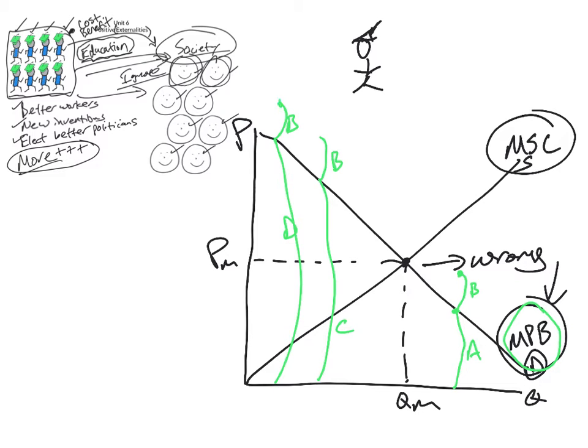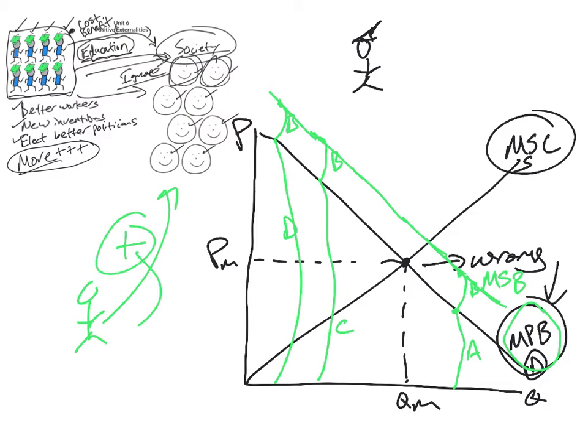So if we were to connect all these benefits, we get this new curve, right? So this is the marginal social benefit. It's the benefit to me plus everybody else. It's the benefit to me, the graduate, plus everybody else. So you add those two things together and you get what the social benefit is.